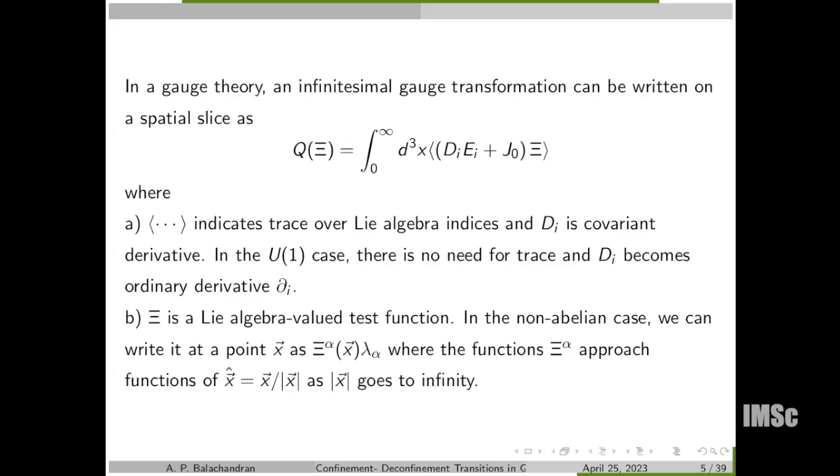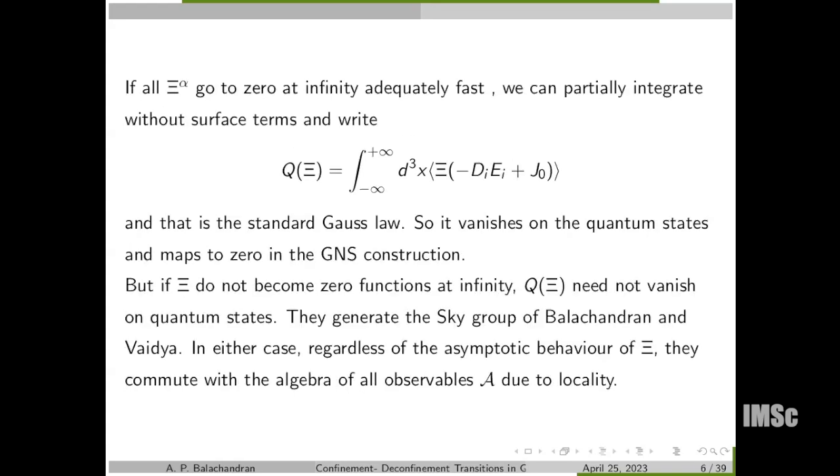So I don't say that chi goes to zero at infinity. I don't want to say that. That is not a priori given, so this equation as written is not very precise. I want to make it more acceptable by doing a partial integration first. So I write the Gauss law in this form, with the test function chi multiplying minus the covariant derivative of E plus J0. In case the components of chi go to zero at infinity sufficiently fast, I can do partial integration and get back the Gauss law, and they will all vanish on the quantum states, because of the equations of motion.